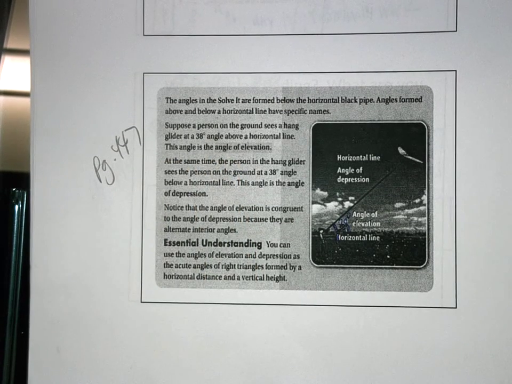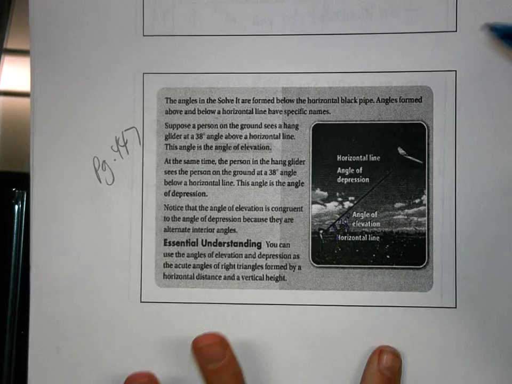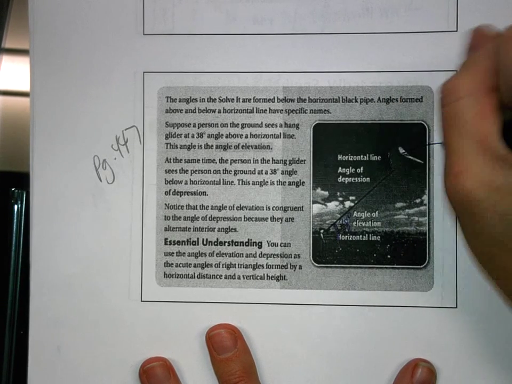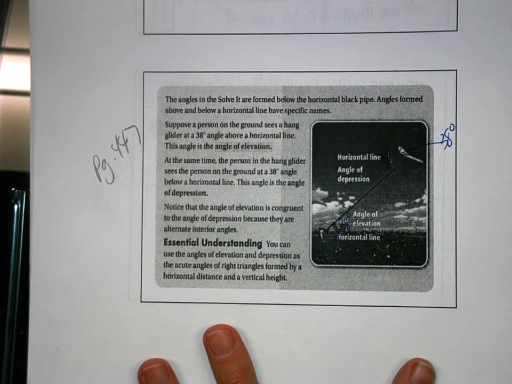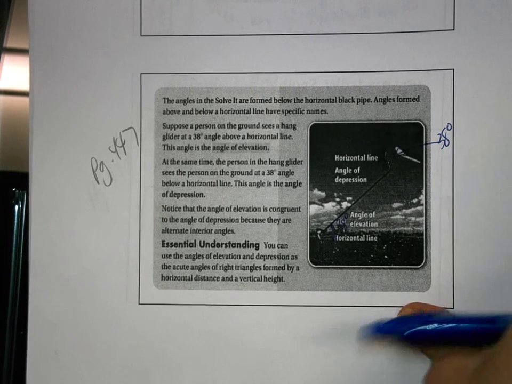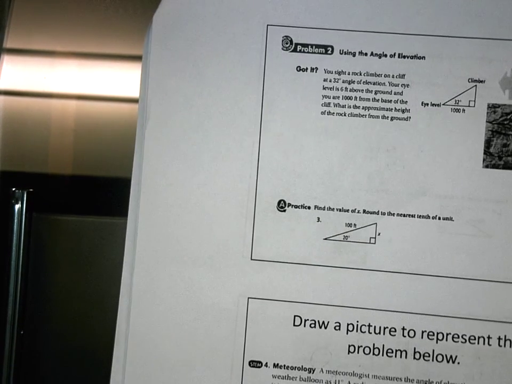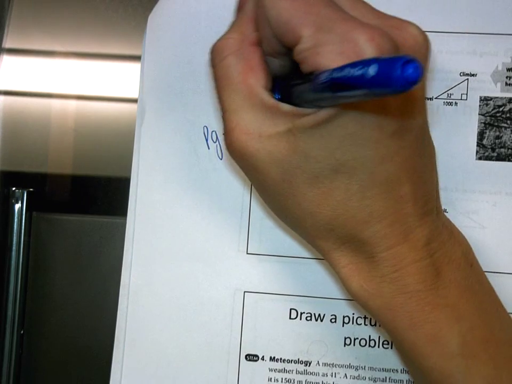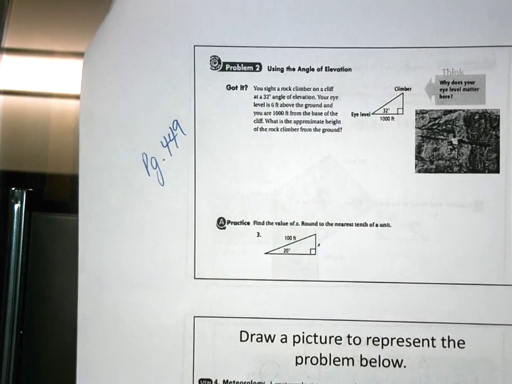You are looking up at this. Okay? Now there's also an angle of depression. And this, it's also 38 degrees. And if you think about it, those are alternate interior angles. You guys with me? Okay, so basically those angles end up being the same. Okay? All right, we're going to move on to some problems now. Okay, so turn to page 449. We'll skip over a few things. Just talk about the important stuff.